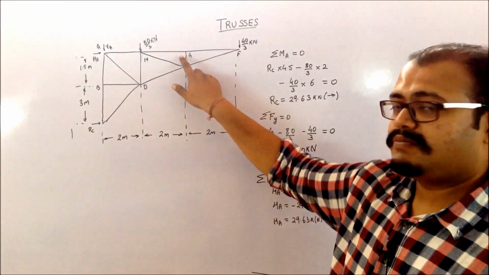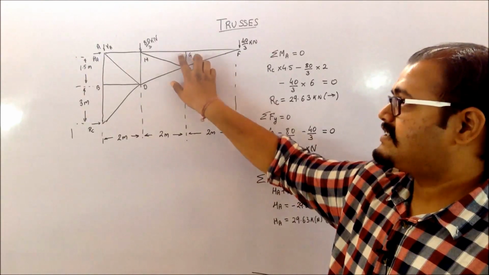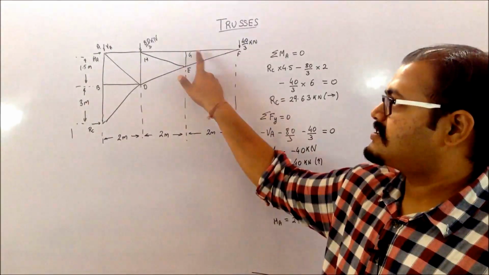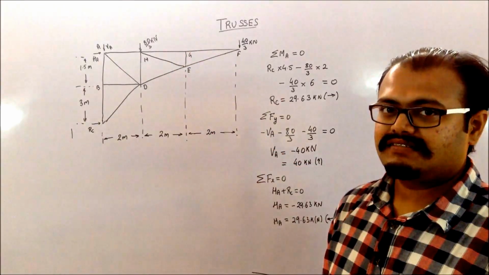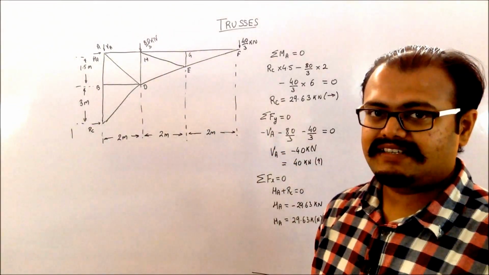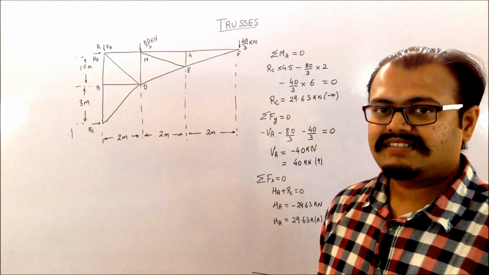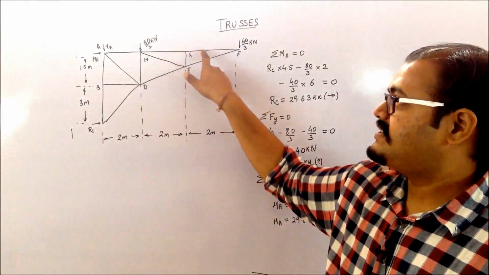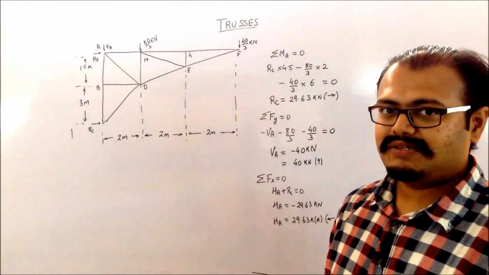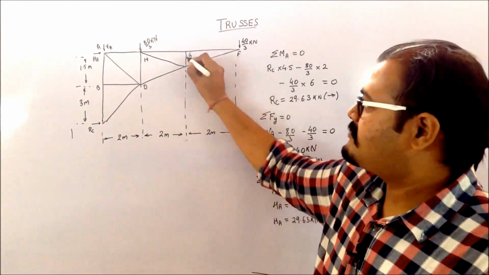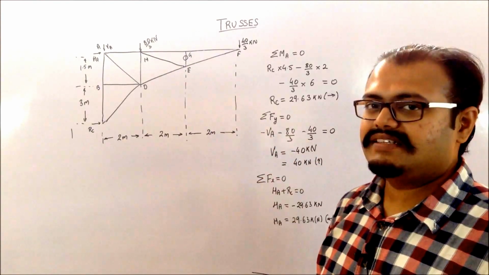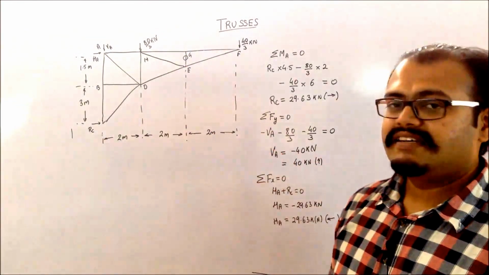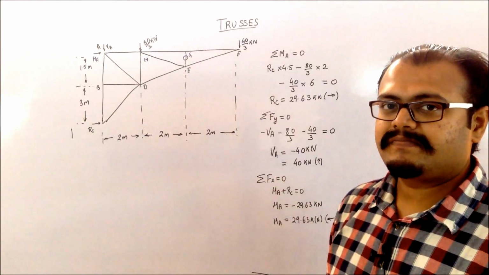When you come to point G, you can see that there are three members attached to point G, of which two members are in linear form with each other, and the third one is non-linear. So that is why these particular forces will be equal to each other, and the force in GE will be zero. That basically means my member GE is a zero force member.